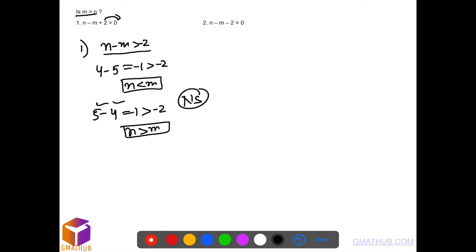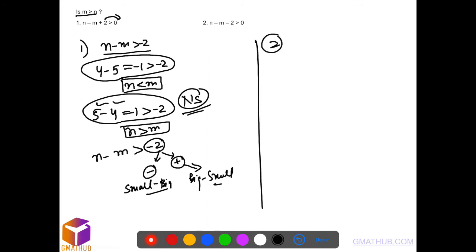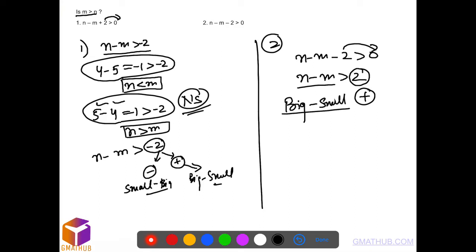How should we understand this thing is, we subtracted one number from another. Difference is more than minus 2. More than minus 2 means it could be negative also, it could be positive also. If the difference is negative, that means it's smaller number minus bigger number, like here. If the difference is positive, it will be bigger number minus smaller number, like here. So we don't know out of M and N which one is bigger or smaller, so this is not sufficient. Second statement, N minus M minus 2 is greater than 0, taking 2 to the other side, greater than 2. Now difference is more than 2, that means difference is positive, so it has to be bigger number minus smaller number. So N is greater than M for sure.